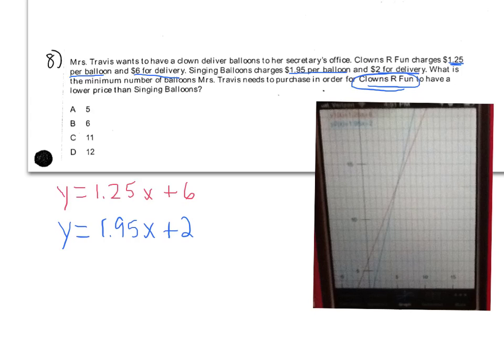So, that being said, it looks like our answer choice is B, that it has to be 6 balloons. The minimum number of balloons is 6, and that's when Clowns Are Fun is going to start to have the lower price. Okay, so we are done for this lesson.